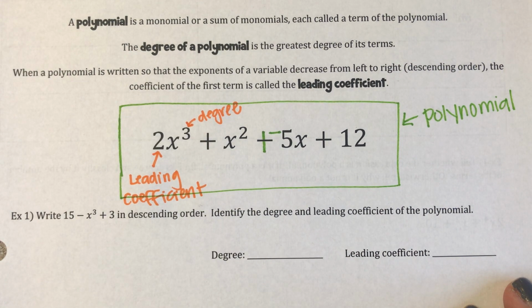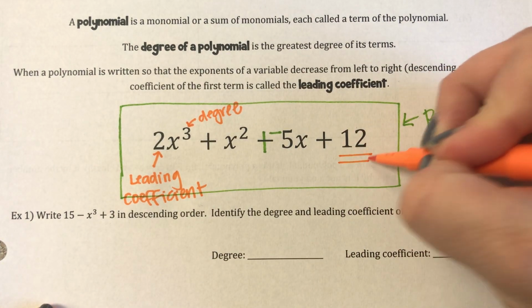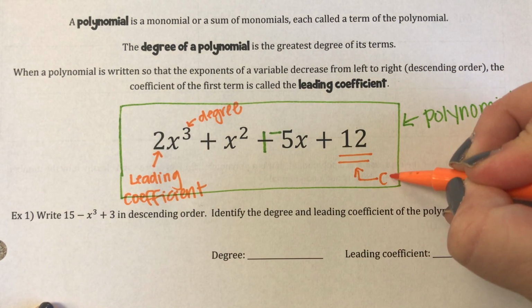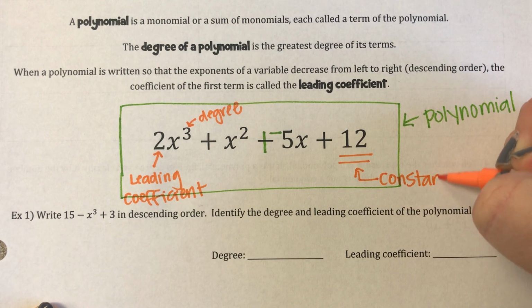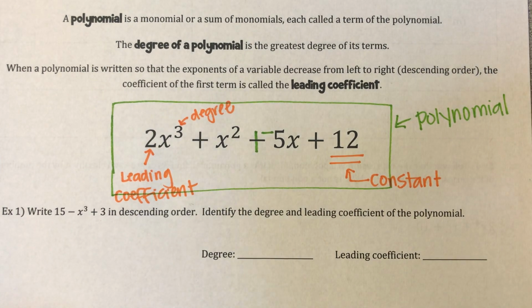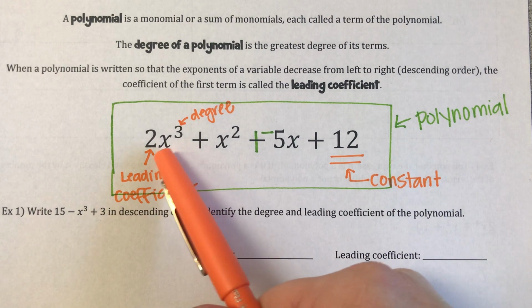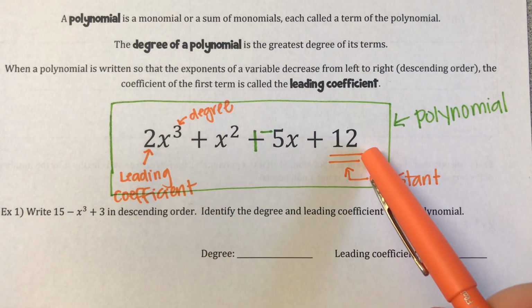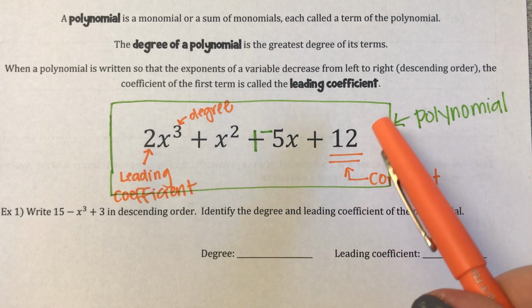And then, this number here at the end is what we call a constant. It doesn't have a variable with it, it's constant. The other terms depend on whatever x is. 12 is constant, it's always 12. There's no variable with it, it's constant.